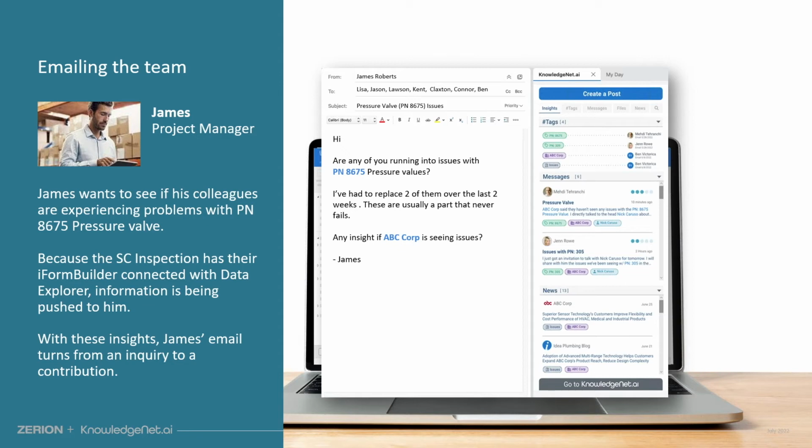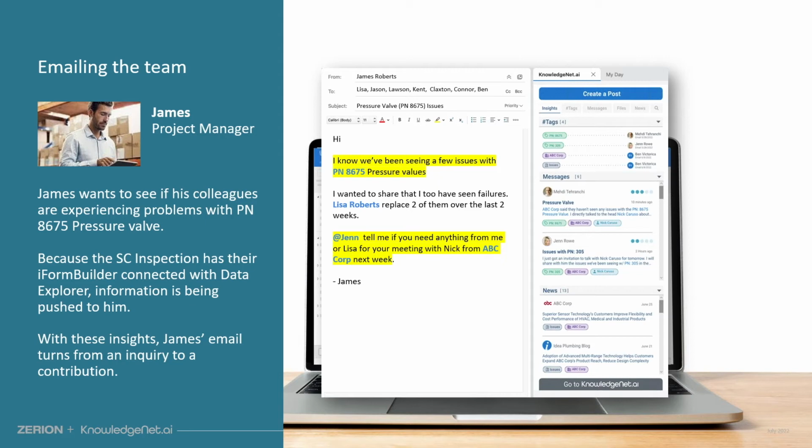And so we're able to surface all of this information, and in doing so, James is able to change his message. Instead of something that is going to be an inquiry, he can now add insights and provide contributions. So he crafts a different email because of this, where he's telling the team, I know we're seeing a few issues with these pressure valves. There's a meeting coming up. Jen, tell me if you need anything, or Lisa, for your meeting with Nick about ABC Corp next week.